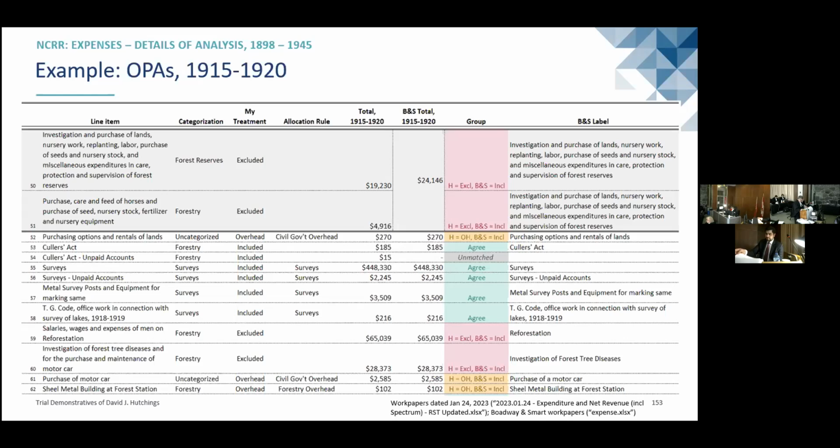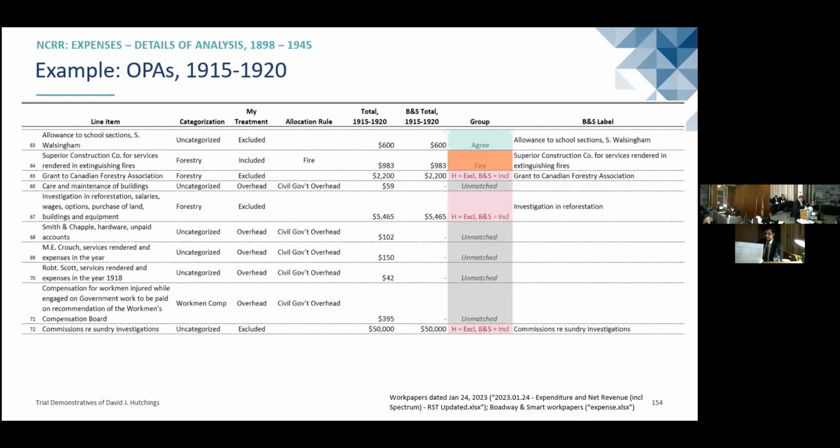They're very small. You want to go over the page. This is 154. This is a slide of generally small items. Let's take the first one. There's an allowance to a school. We both agree that should be excluded. That's line 63. The next line relates to extinguishing fires, so that gets our same fire color. And again, we have the different treatment before and after 1917.